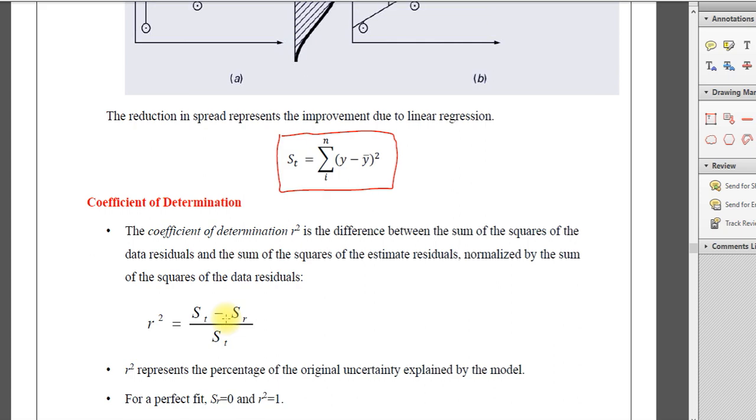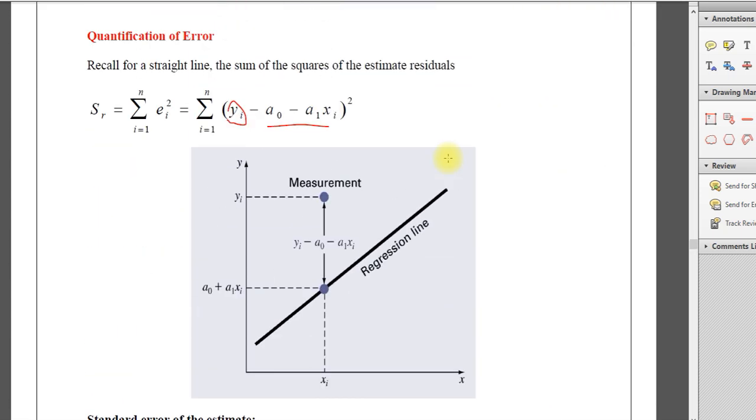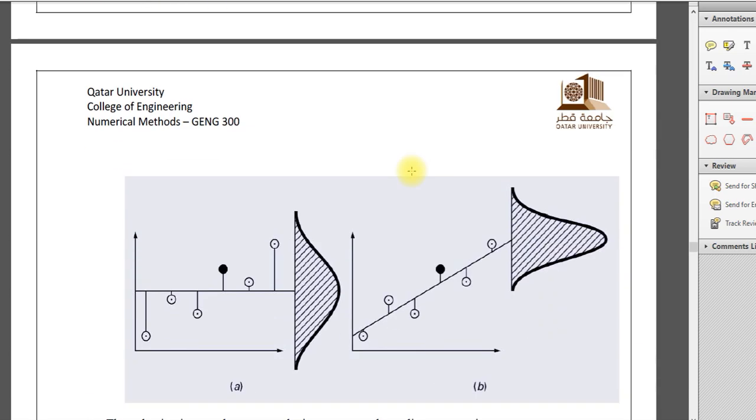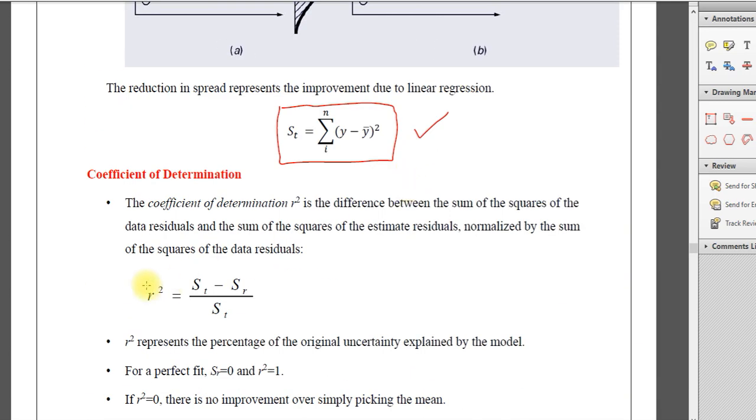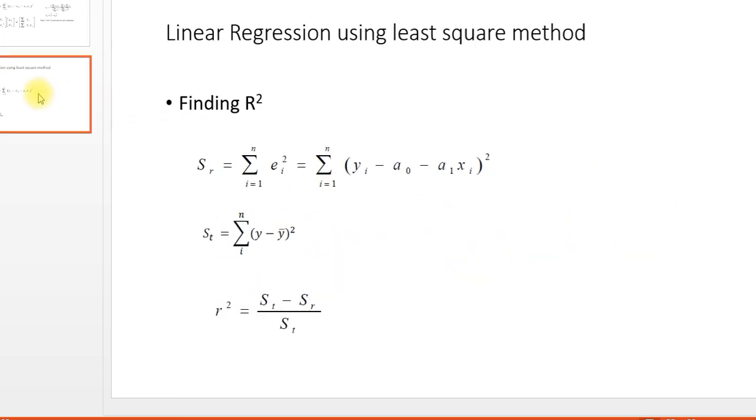Okay, so remember this ST and SR, we will apply in Excel and MATLAB, and remember this equation for R square, ST minus SR divided by ST. Okay, so basically these are the equations we will solve. Equation for R square.